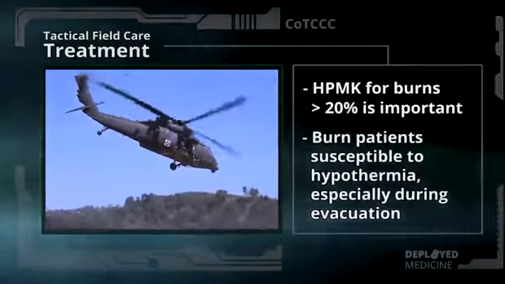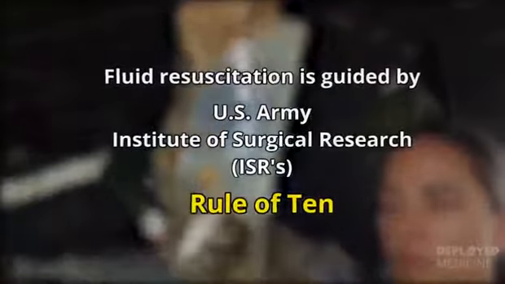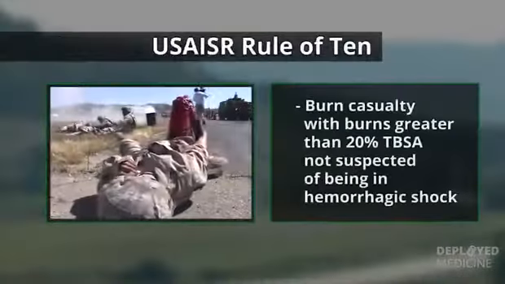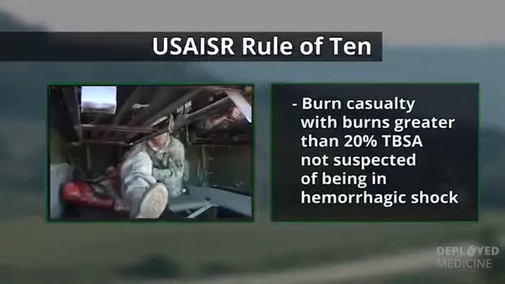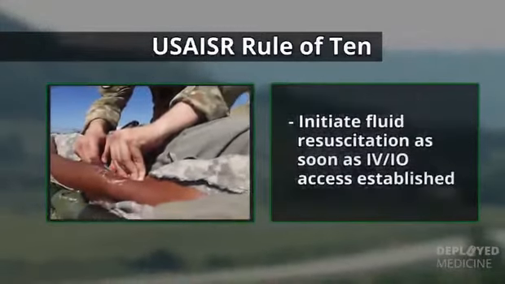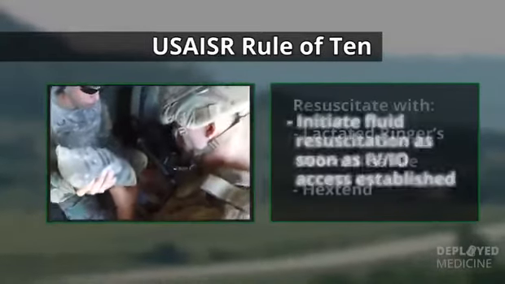Fluid resuscitation is guided by the U.S. Army Institute of Surgical Research Rule of 10. For a burn casualty with burns greater than 20% of their total body surface area and not suspected of being in hemorrhagic shock, initiate fluid resuscitation as soon as IV-IO access is established.